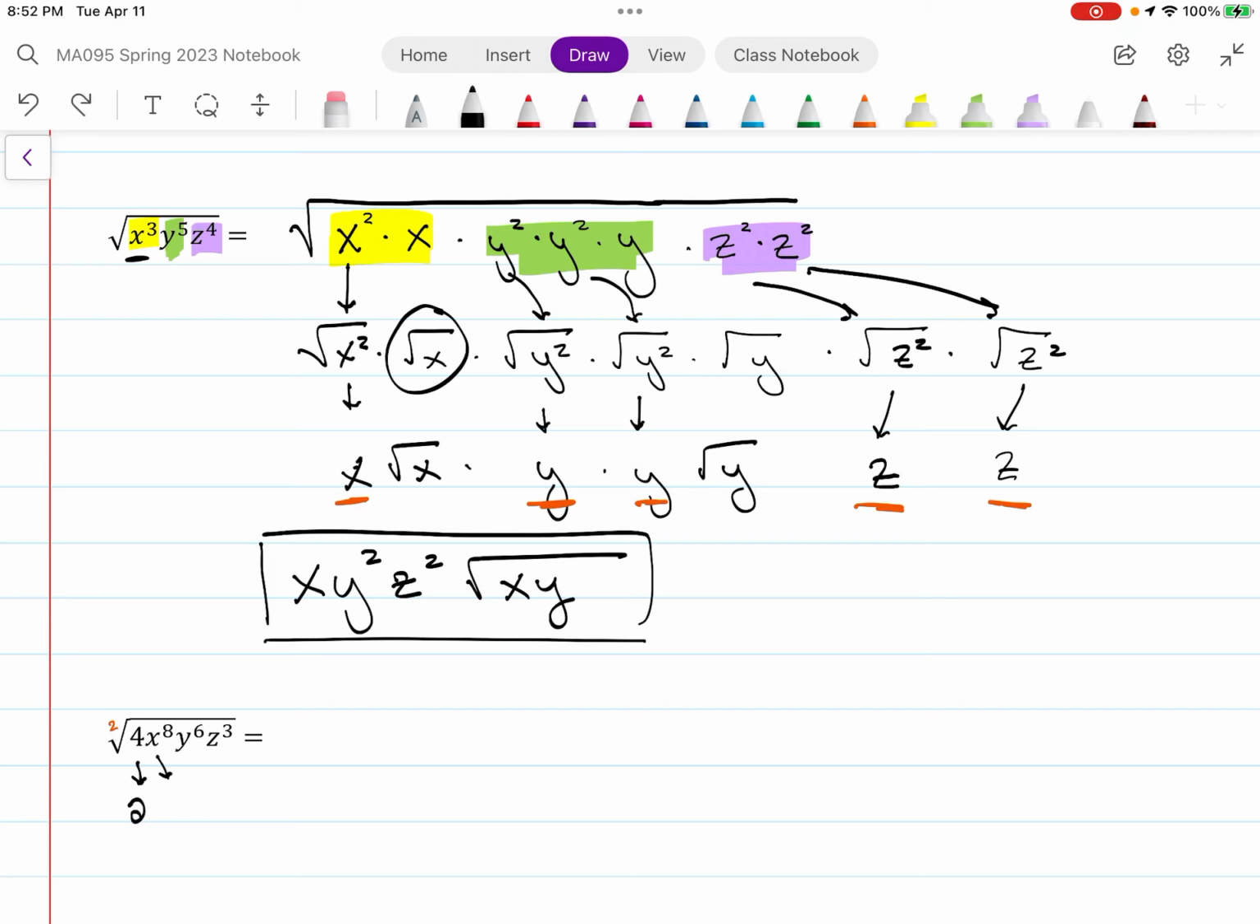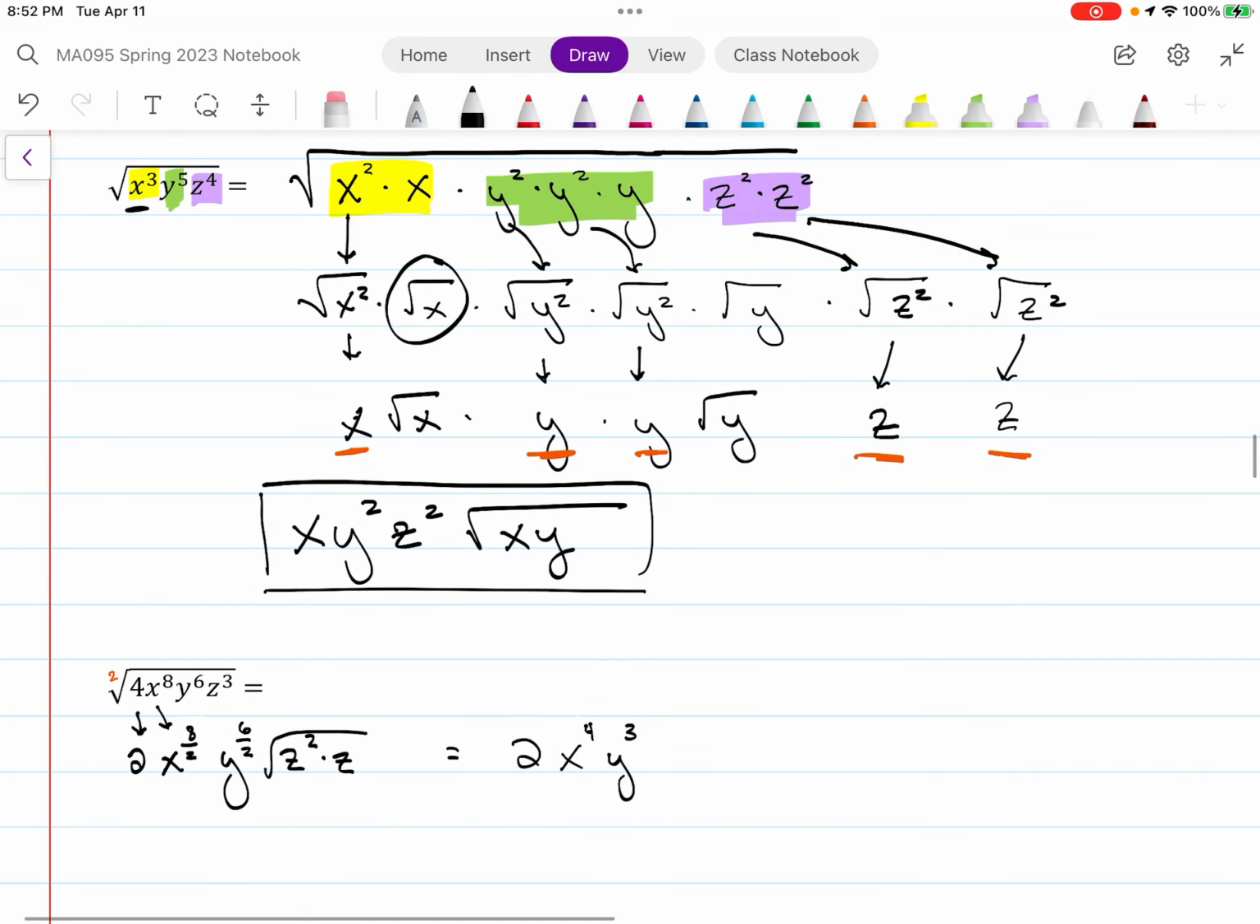So let me write that down actually. So I'm going to have x to the 8 over 2. And then I have y to the 6 over 2. And then I have an odd number of z's. So I get z squared times z. I'm still going to leave that inside so we can figure all this out, one step at a time. So I've got the 2. I've got x to the 8 over 2 is x to the 4. Y to the 6 over 2 is y cubed.